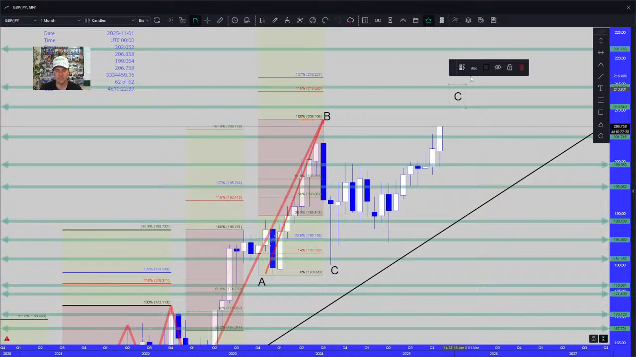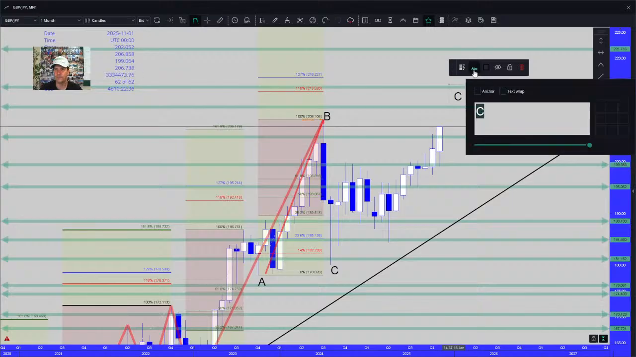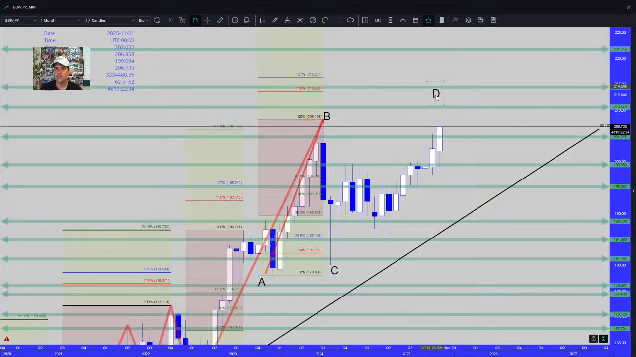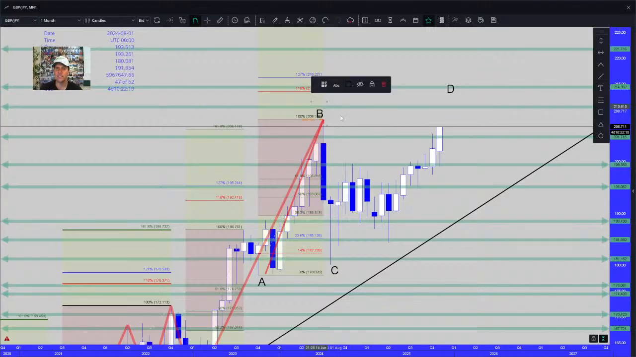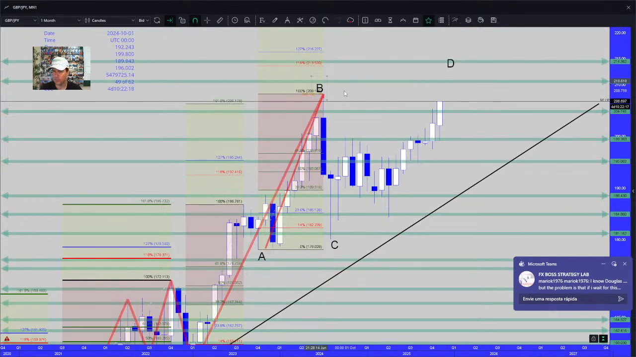So finally the extension, the projected extension, it's up in here. Agreed, everybody? So those are the ABCDs on GBP JPY.